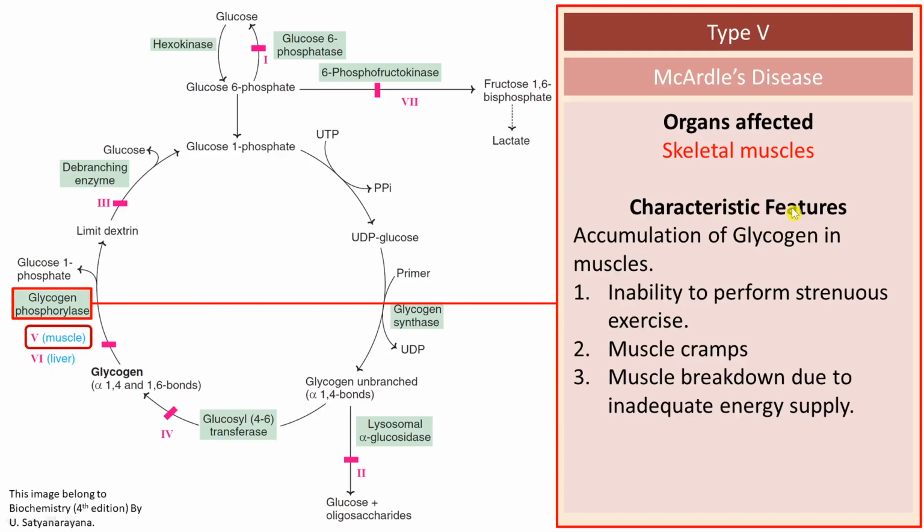The characteristic features of this type 5 glycogen storage disease are accumulation of glycogen in the muscles. If glycogen is accumulated in the muscles, then while performing strenuous exercise, there can be some problems. Firstly, there will be inability to perform the strenuous exercise, meaning the patient cannot perform strenuous exercises. If he tries to perform it, then there will be muscle cramps, which will lead to intense pain. And even after that, if he tries to continue the exercise, then there can be muscle breakdown due to inadequate supply of energy.